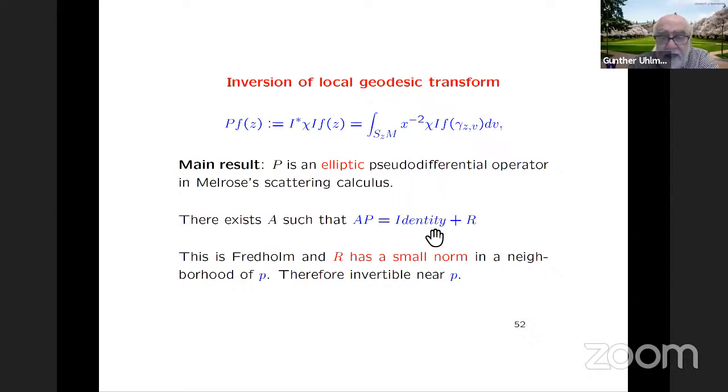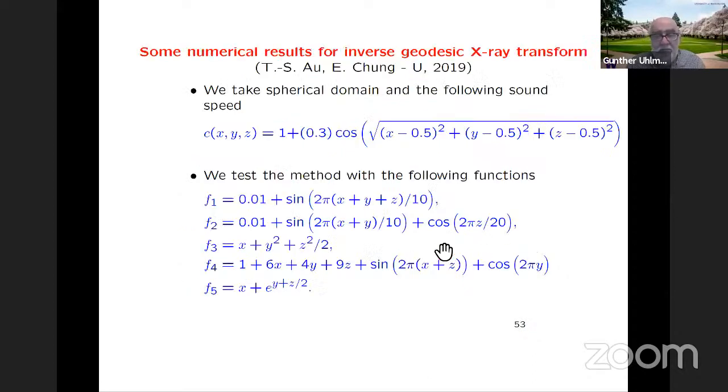It's not exactly like in Radon's formula because you have this Neumann series, identity plus R inverse, but it's quite explicit. Okay, so let's see how I'm doing on time. Okay. We did some numerical experiments with this, by the way.